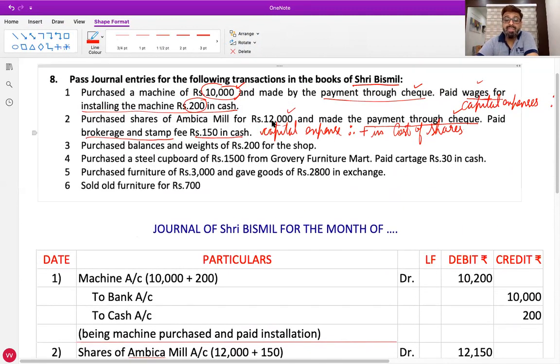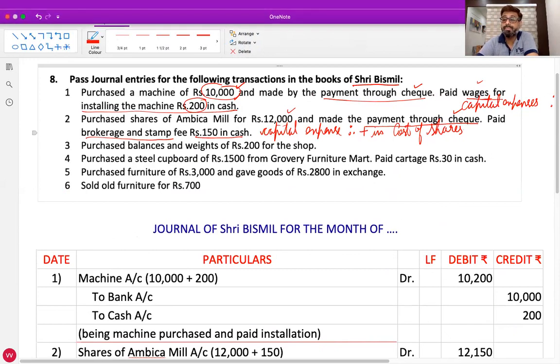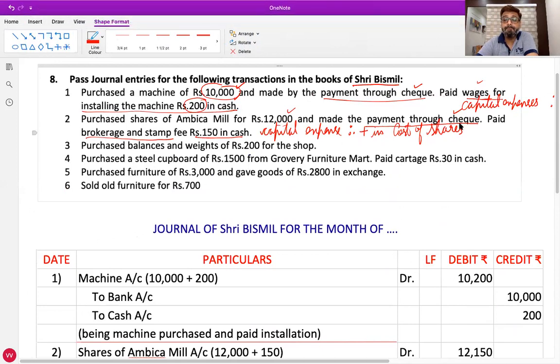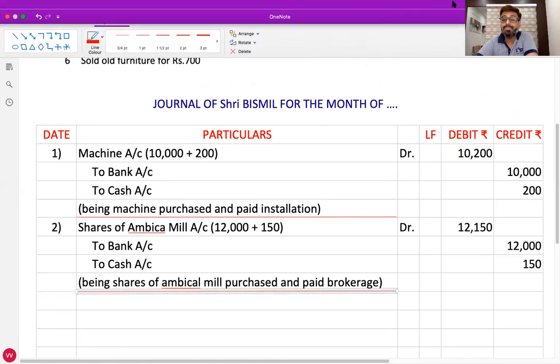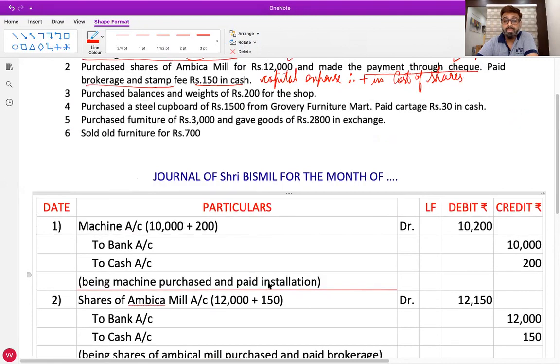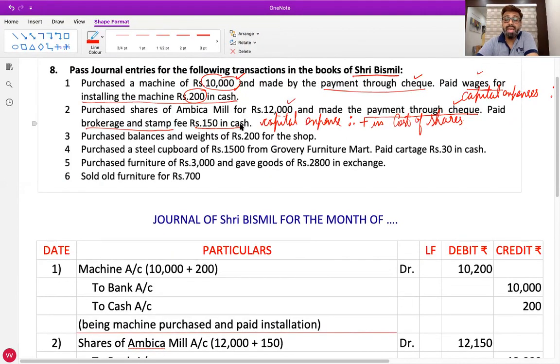Now 12,000 we are paying by check. So repeat, bank is the giver. Credit the giver. Therefore, to bank account 12,000.